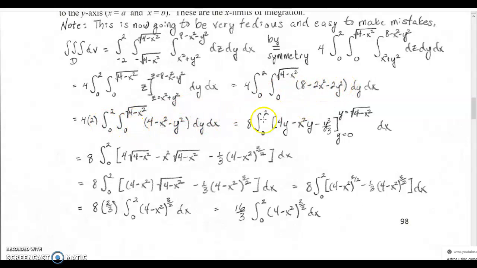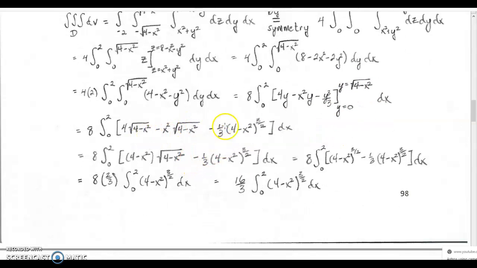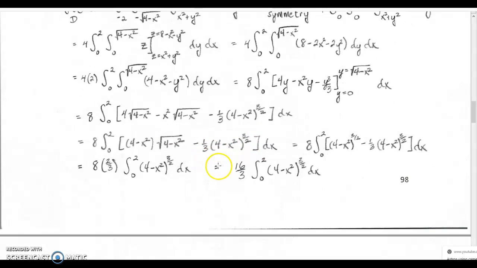Then I integrate it. So 4y minus x squared y minus y cubed over 3, evaluated from 0 to the square root of 4 minus x squared, plugging those in for y. Do a little bit of simplification. I see that there's a square root of 4 minus x squared here, and there is another square root here. If I factor the square root of 4 minus x squared out of these two, I get 4 minus x squared times the square root of 4 minus x squared, and then I get 4 minus x squared to the 3/2 over 3 still.